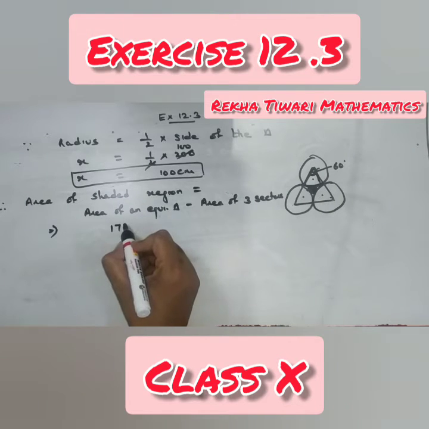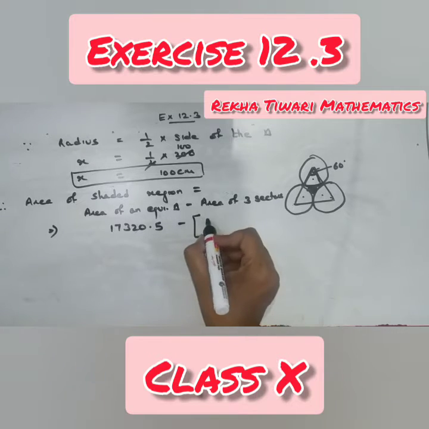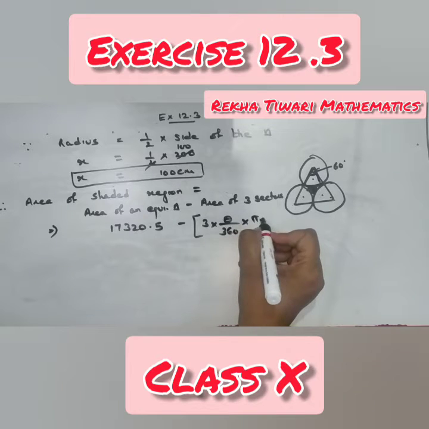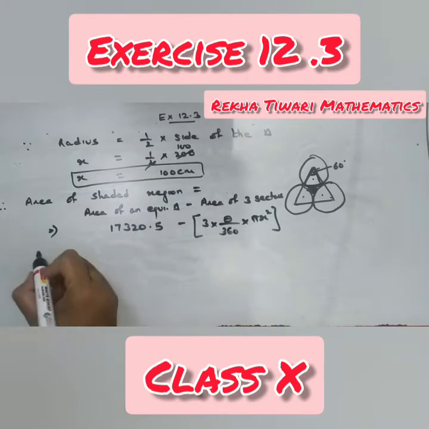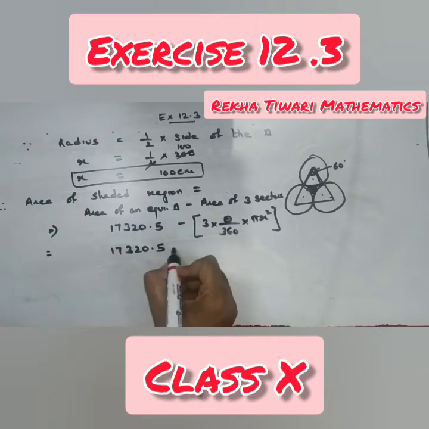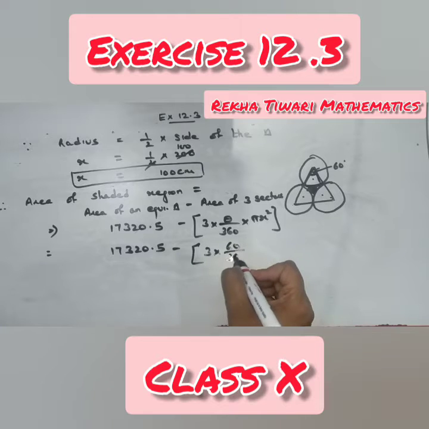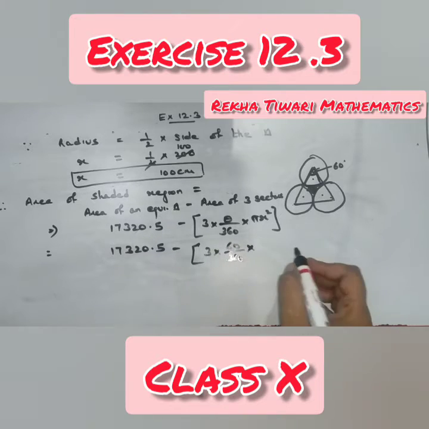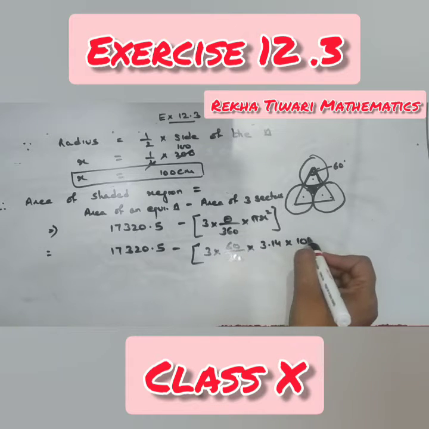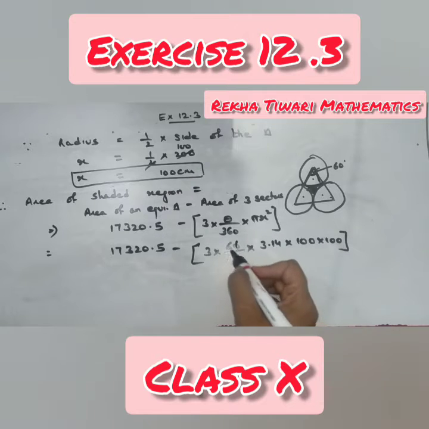It is 17,320.5 minus 3 sectors. So 3 into theta by 360 into pi r square. Put the value to get the answer. This is 3 into theta is 60 upon 360 into pi is given to you as 3.14. So put 3.14 and radius is 100 into 100. Cancel this.